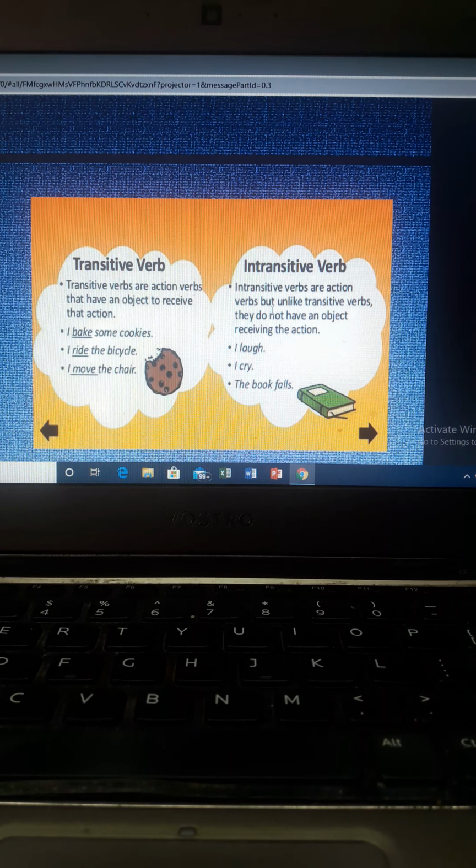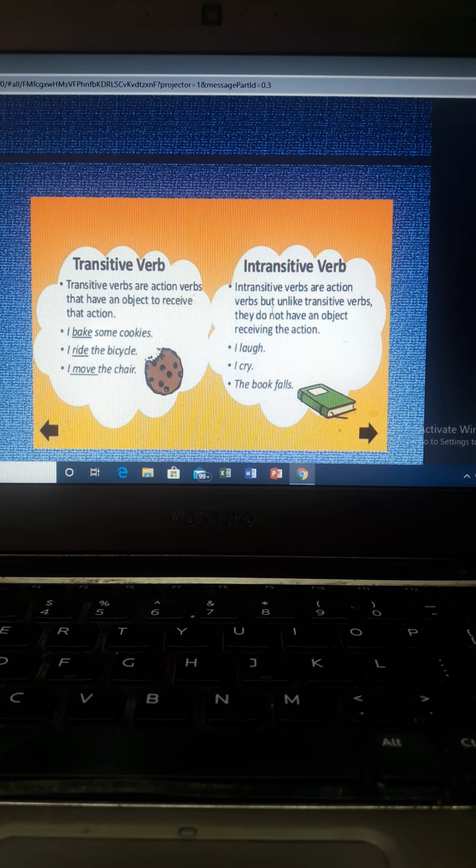Now, giving you the definition will not make it clear. If we take an example, then it will be much clearer. I bake some cookies. What is the verb over here? Bake. And what is the object over here? Cookies, isn't it? If we ask a question, I baked what? What was the thing that I baked? Then the answer is cookies. So if there is an object to receive, then it becomes a transitive verb. So the verb bake will be a transitive verb.